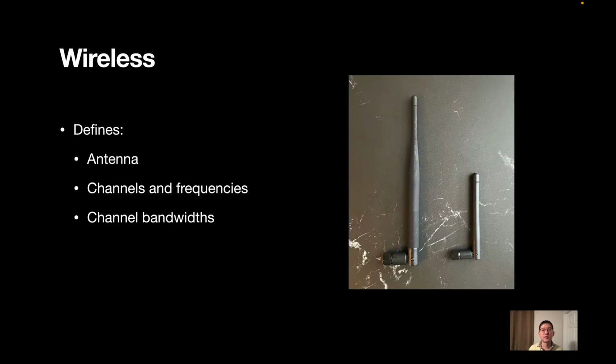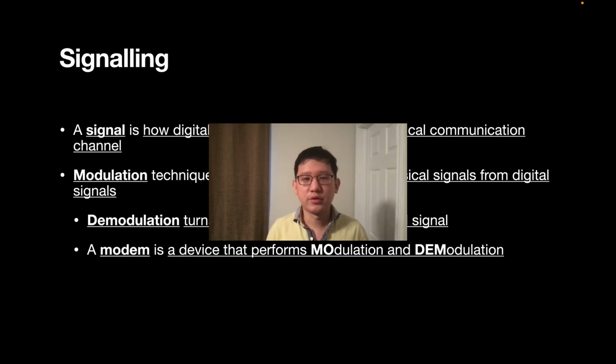For wireless, the specifications might define things such as antenna specifications, channels and frequencies, and channel bandwidths. In order to transmit digital data, we need to turn it into a signal. A signal is basically how digital data is represented in the physical communication channel, and we use a set of techniques called modulation to generate those physical signals from digital signals. Demodulation does the opposite, where it turns physical signals back into a digital signal. A device called the modem performs the modulation and demodulation, and that word comes from taking the first few letters of modulation and demodulation.